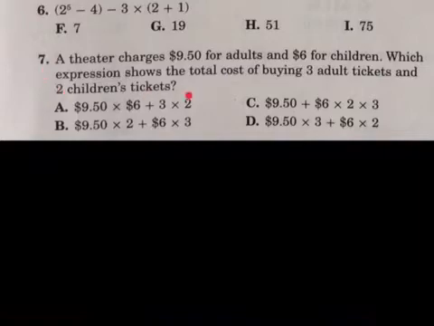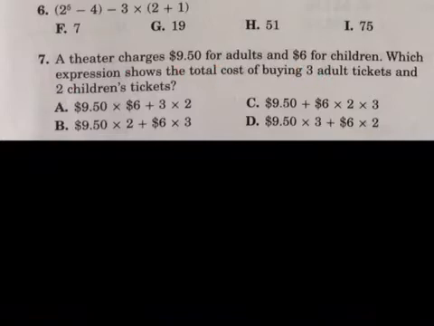And here's a skill that I really want you to master. Taking words, a real life situation, and converting them into an algebraic expression, or a number sentence. We have a theater that charges $9.50 for adults and $6 for children. So this is the price of one adult and this is the price of one child. Which expression shows the total cost of buying 3 adult tickets, so this times 3, and 2 children, so 2 times 6. Okay, and they want the total, right? The total cost. So we're going to add the 3 adult tickets and the 2 children.